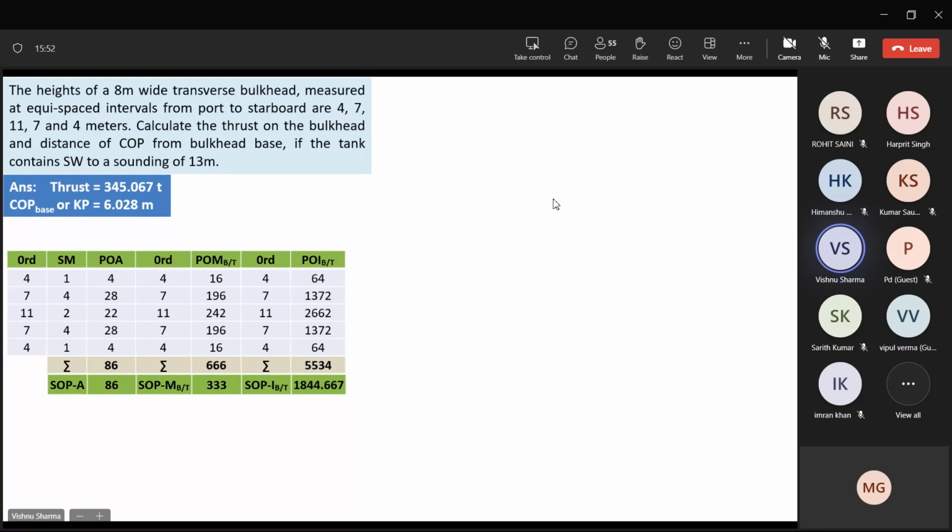COP base, this is okay. So 13 is the sounding. So this was correct. The answer is correct. We solved it yesterday, and it was coming correct. I don't know why there is a doubt.